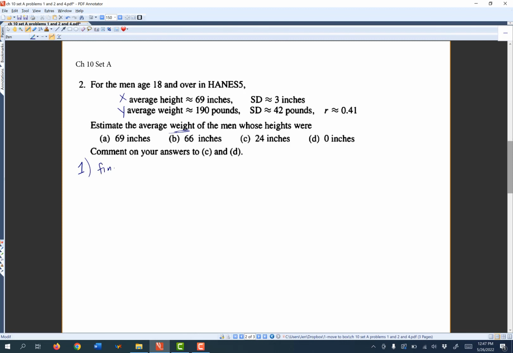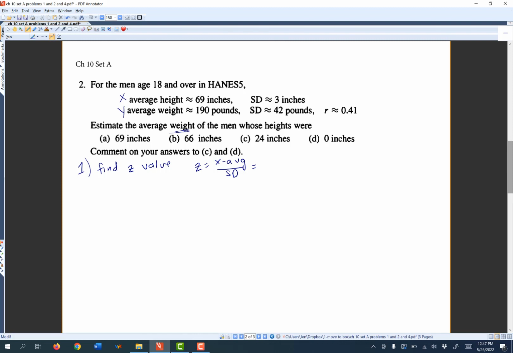First one is find the Z value. So we're going to do Z equals X minus the average over the standard deviation. We want to know how many standard deviations X is from the average, which is what Z tells us. We're going to do this with all of our information that they gave us for Z. We don't care about Y at the moment, we're just looking at X's.